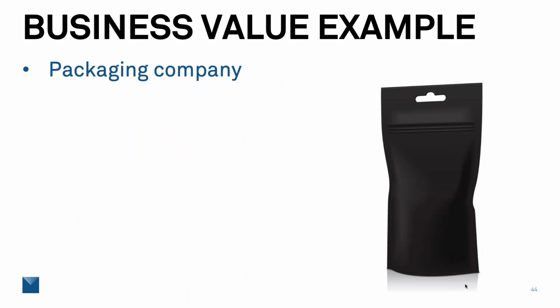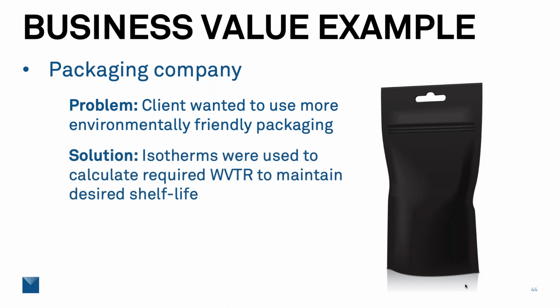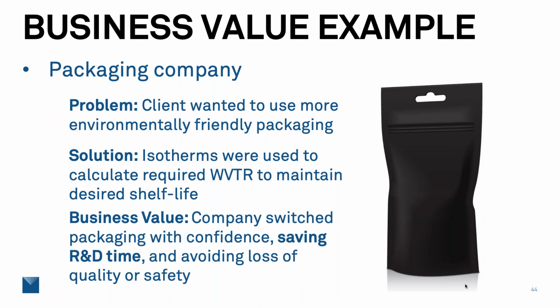And then the last example is for a packaging company. So this packaging company was working with a client who wanted to use a more environmentally friendly packaging, and they were able to use isotherms to quickly understand the water vapor transmission rate they would need in order to maintain a desired shelf life. So this is really nice because this company could help their clients switch their packaging with confidence and save them a lot of R&D time and avoid having any issues down the road. So I see this a lot, especially now, companies changing packaging, whether it's due to wanting something more environmentally friendly or having problems getting the packaging that they need, and they have to shift to something new.